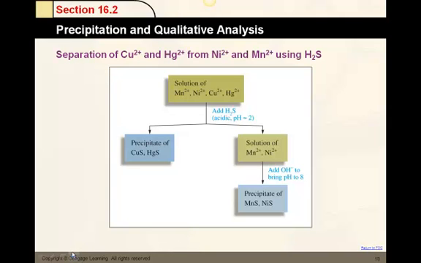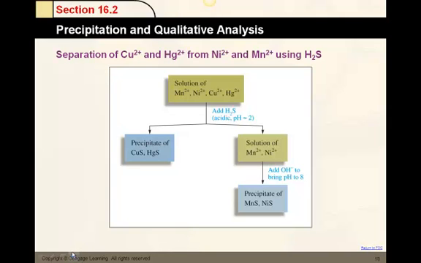So obviously, if you have no idea the identity of something, and you add some H2S, and you know it's one of those four solutions, you can kind of reduce the pool of potential solutions. If a precipitate forms, it must have been the copper ion or the mercury ion. If it doesn't form, meaning it still stays in solution and no precipitate is visible, you're going to have a solution of manganese and nickel.